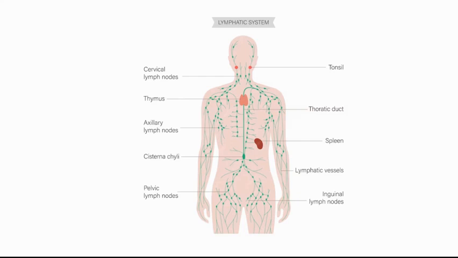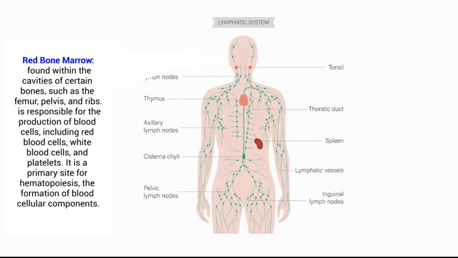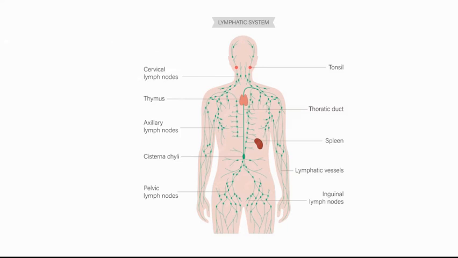What's not labeled on here is red bone marrow. Red bone marrow is found in the cavities of certain bones, like femur bones, pelvis, ribs, etc. And red bone marrow in the lymphatic system, we know that red bone marrow is involved in the process of producing blood cells, like the red blood cells, white blood cells, and platelets, formation of blood cellular components. So that red bone marrow, you'll hear in many other systems as well, obviously, like the circulatory cardiovascular system.